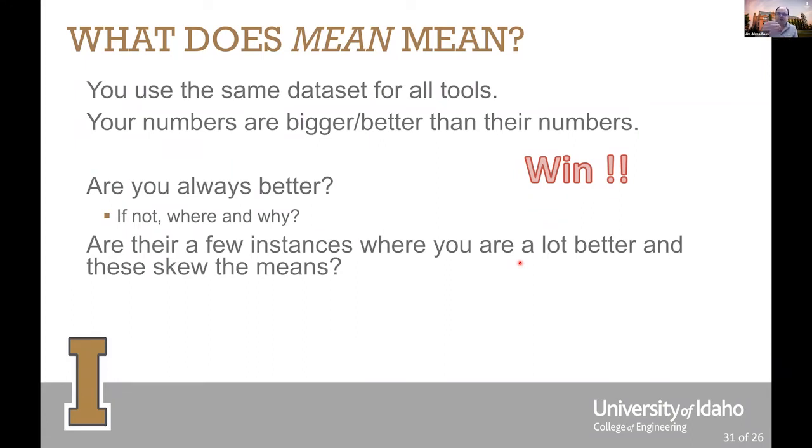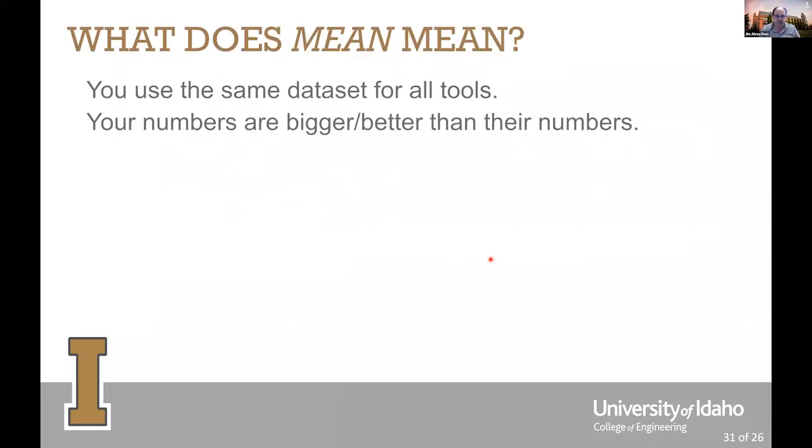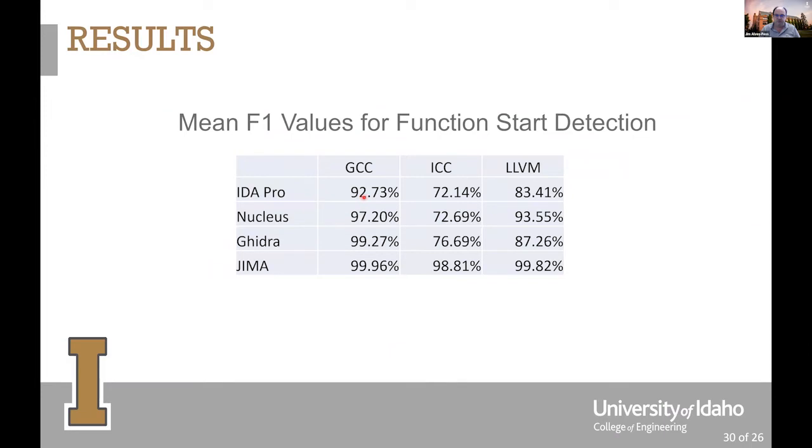You have to do better than just show me these numbers. Are there a few instances where I'm a lot better? Do these skew the means? So we actually did a scatter plot of the data. We had three columns of data, one for GCC, one for ICC, one for LLVM's Clang compiler. And we looked at IDA Pro F1 for function starts and plotted that. And they have a number, right? Their number for GCC was 92.73. Or here, actually, look at this: ICC 72.14, Nucleus was close, Ghidra was close.